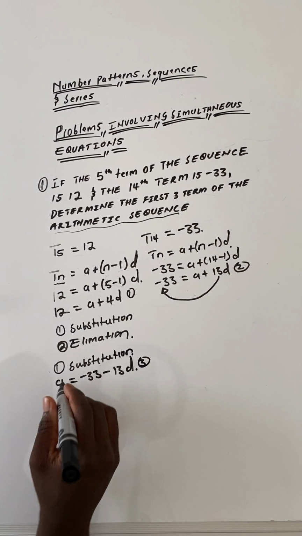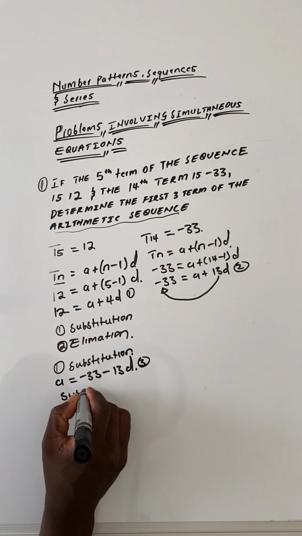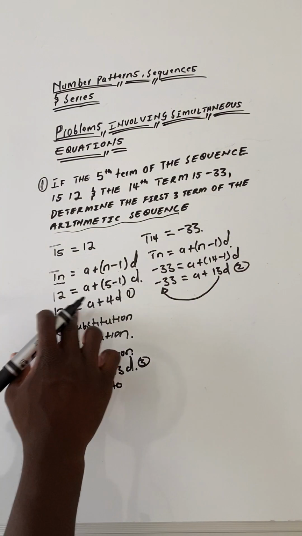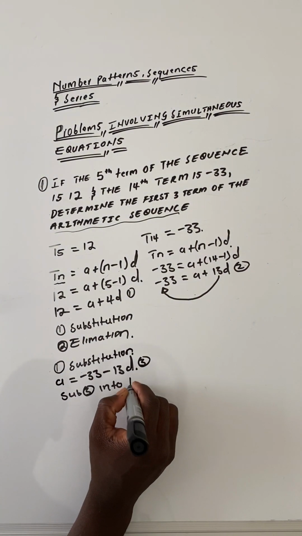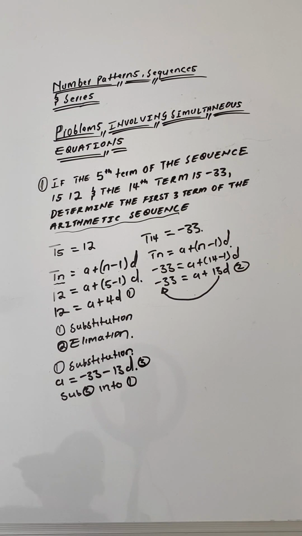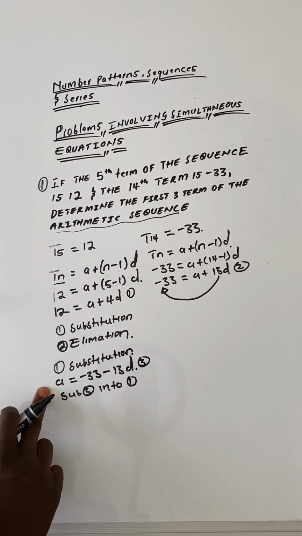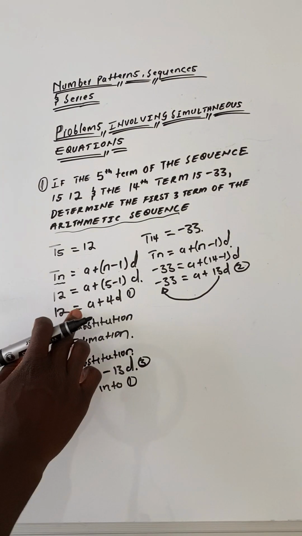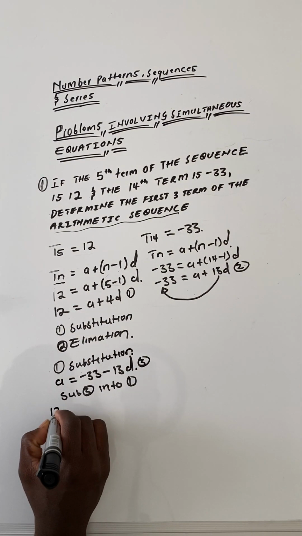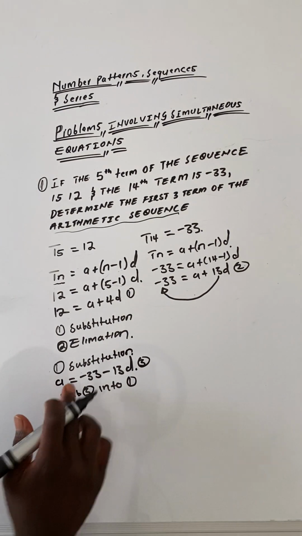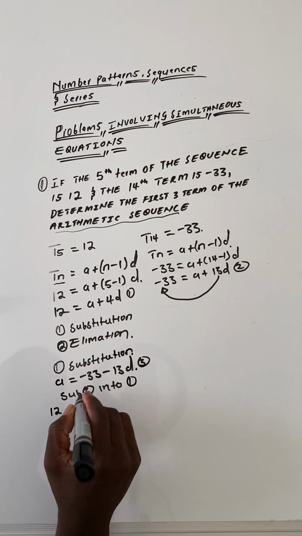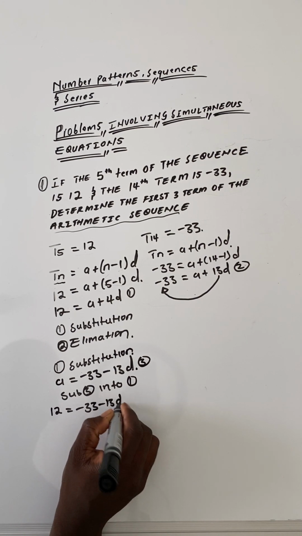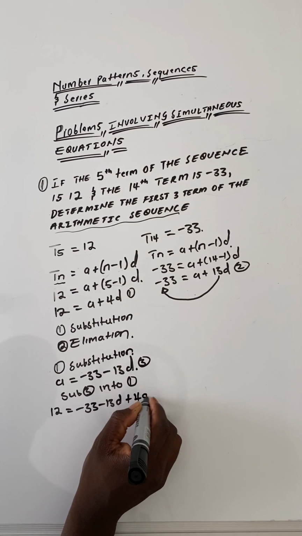After naming this equation 3, we're going to substitute it into the equation that we did not manipulate, which is equation 1. It means that every time we see a, we're going to substitute negative 33 minus 13d. So here 12 will be equal to what? Where there's a, we put negative 33 minus 13d, then plus 4d.